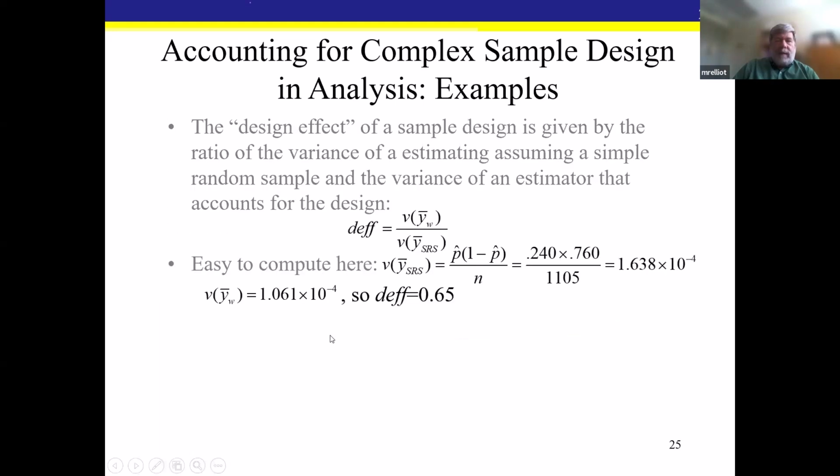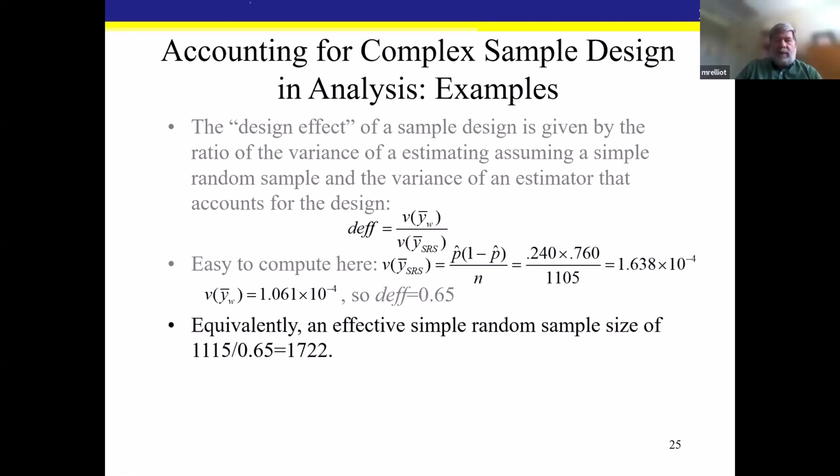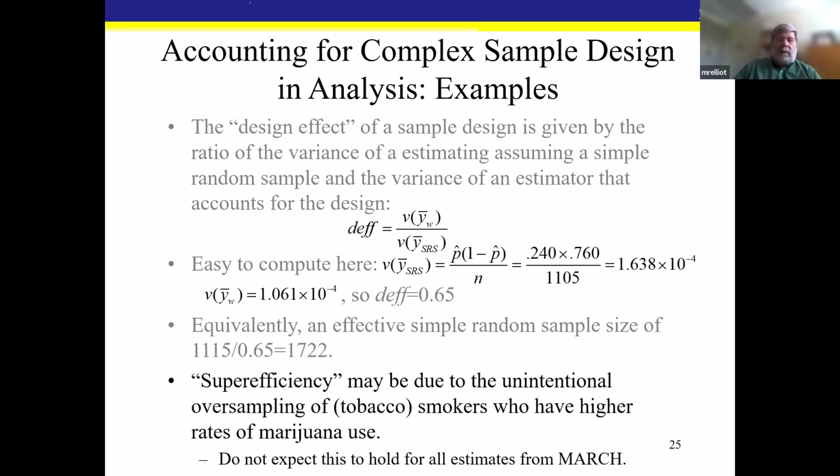Let me get that. So my design effect is actually 0.65. Equivalently, it means my effective random sample size is actually bigger than my sample size. It's like 722 instead of 1115. So this is an example of super efficiency, maybe due to this unintentional oversampling of tobacco smokers who also have higher rates of marijuana use. As I mentioned before, if the weights are highly associated with the outcome, you can actually get more efficient estimators. So in addition to adjusting for bias, it also increases efficiency. I wouldn't expect this to hold for all estimates, and indeed, in this example, it won't.